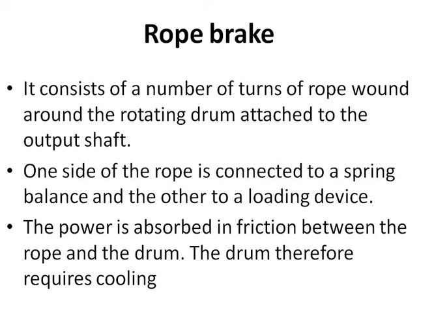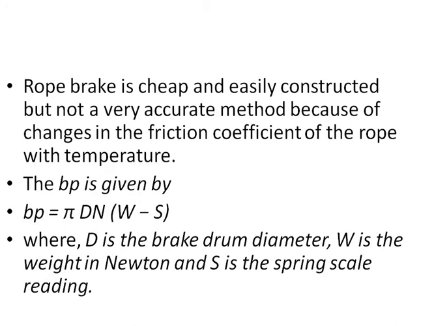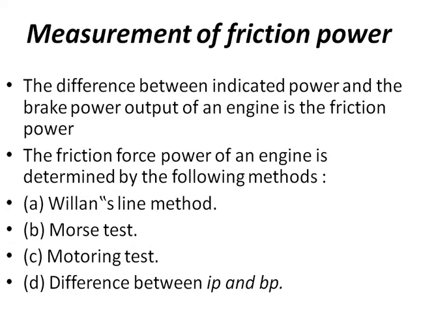It consists of a number of turns of rope bound around the rotating drum attached to the output shaft. One side of the rope is connected to a spring balance and the other to a loading device. The power is absorbed in friction between the rope and the drum, therefore it requires cooling. As in the earlier video, I have given the formula for BP, that is pi D N (W minus S), where D is the brake drum diameter, W is the weight that is hung on the spring balance, and S is the spring scale reading.